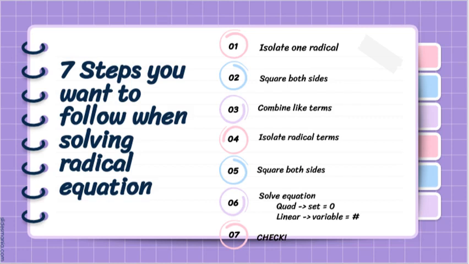Here are the steps you want to follow when solving a radical equation when both radicals cannot be isolated. Now, first thing you want to do is isolate a radical, and then the second step is to square both sides. Then you want to combine like terms, isolate the radical terms, and then square both sides. Solve each equation following the quadratic and linear rule, and then the last step is to check all your work.